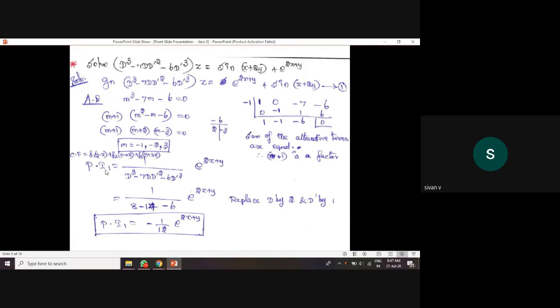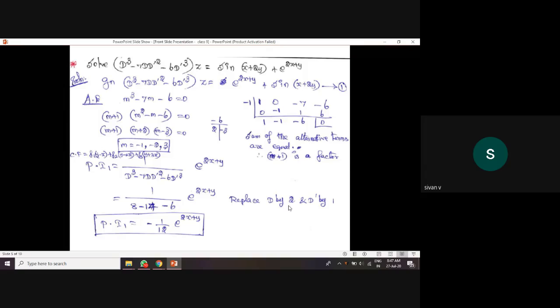So PI1. First, you can use what I already studied for the exponential. So the exponential you take as PI1: 1 by D cube minus 7 D dash square minus 6 D dash cube of e power 2x plus y. By the procedure, D is replaced by the coefficient of x and D dash is replaced by the coefficient of y. The coefficient of x is 2, that is for D, and the coefficient of y is 1. So D becomes 2 and D dash becomes 1.